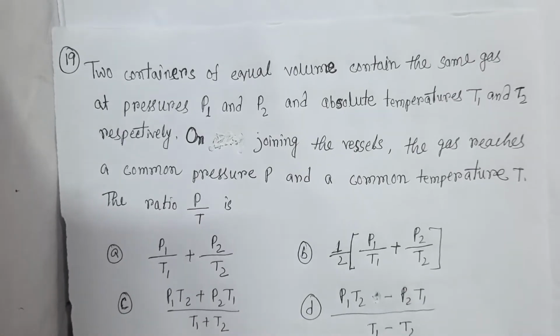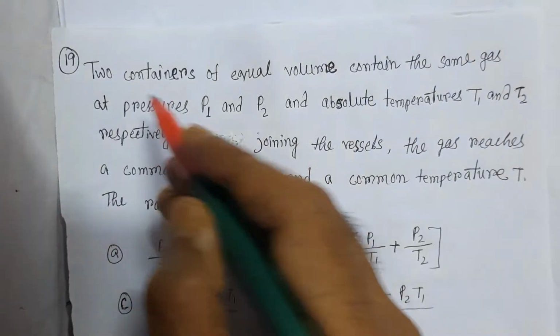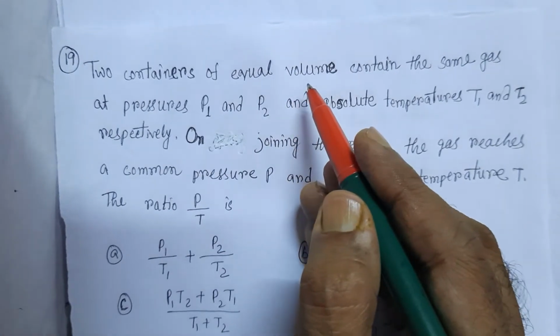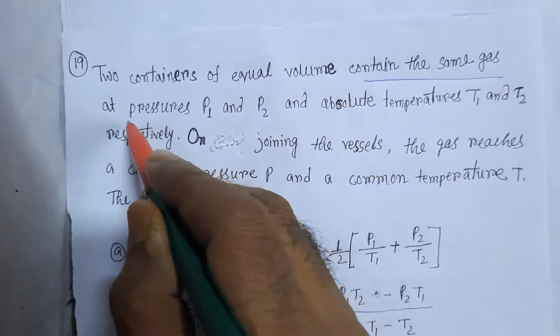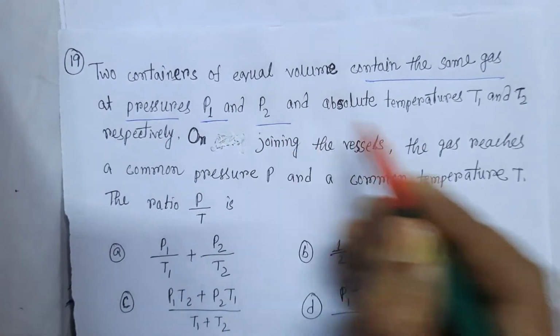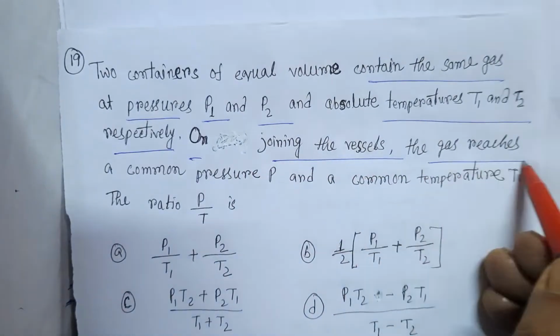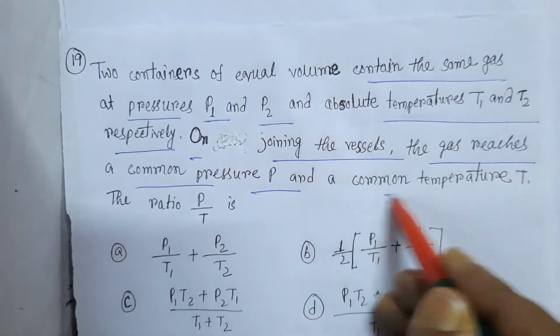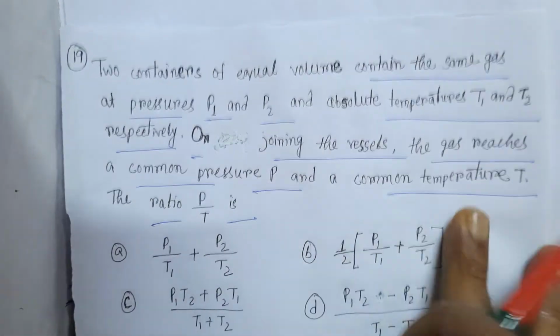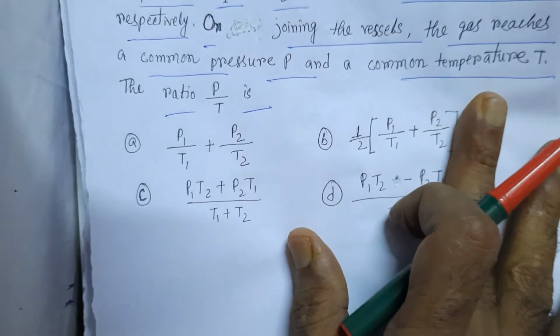In question number 19, two containers of equal volume contain the same gas at pressure P1 and P2 and absolute temperature T1 and T2 respectively. On joining the vessels, the gas reaches a common pressure P and common temperature T. We have to calculate the ratio P/T.